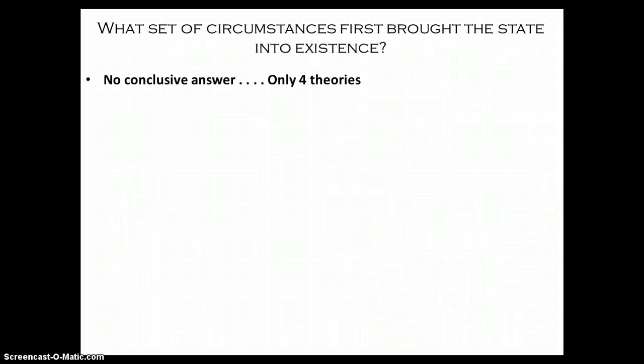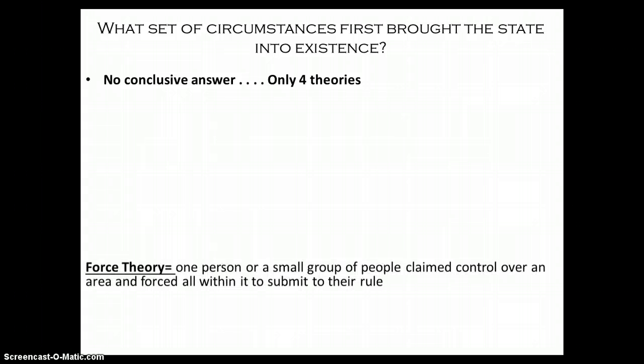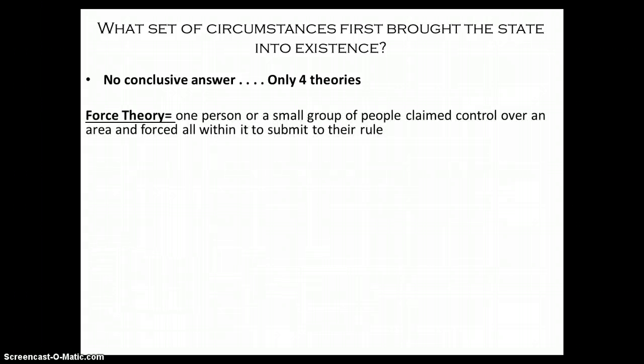All right, now what set of circumstances first brought the state into existence? Well, there's no conclusive answer. Historians dispute this question all the time. However, out of this question, four theories have emerged. The first is the force theory. According to the force theory, one person or a small group of people claimed control over an area and forced all within it to submit to their rule.